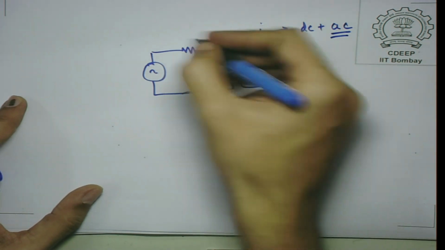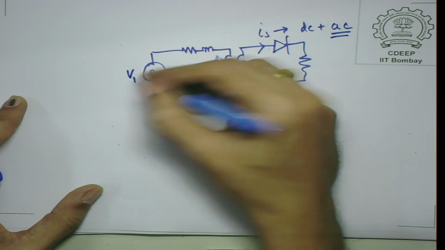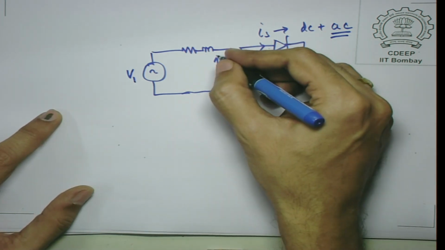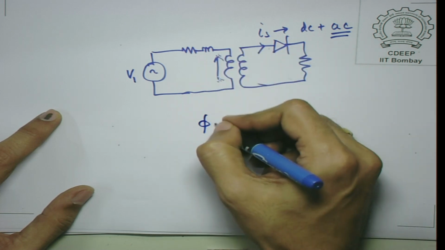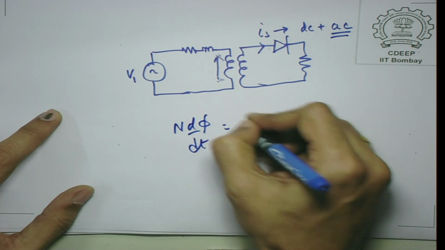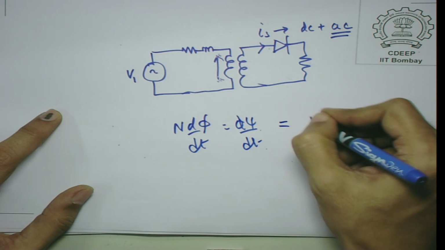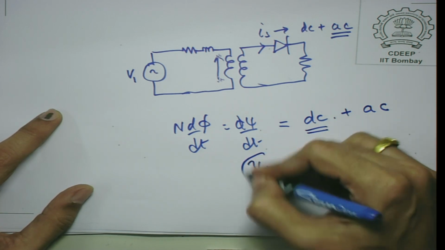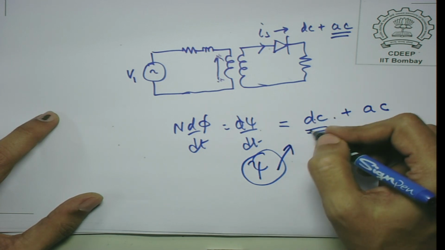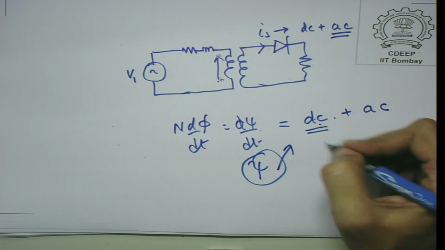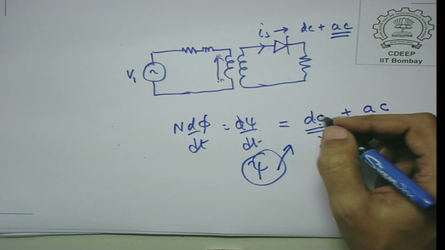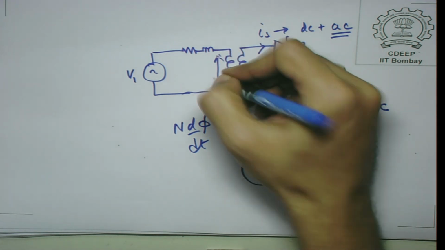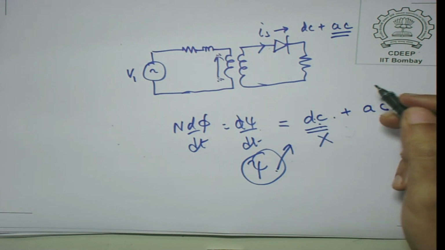Now, if you apply KVL to this loop, this is the voltage which you are applying. The voltage here, can it have a DC component? The answer is no, because in case the voltage here has a DC component, that means N d phi by dt, which is nothing but d psi by dt, the flux linked, has got a DC plus AC. Now, what will happen to the flux? It will continuously increase, because if you integrate a DC, it will just continuously increase. So, in steady state you cannot have a steady DC on the primary side, because the flux linked will continuously increase, and there is no steady state.